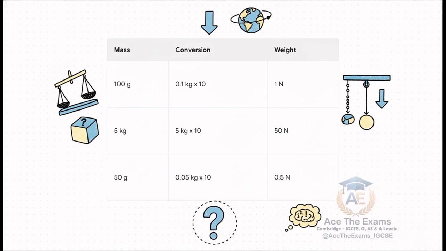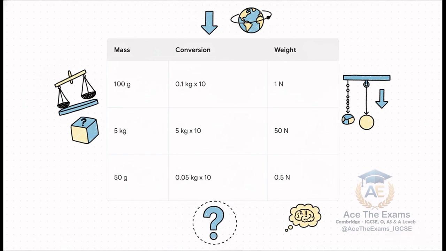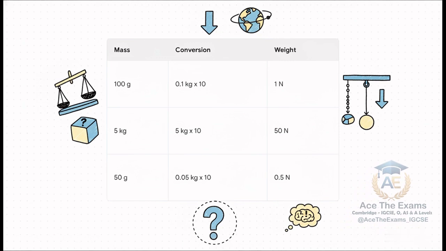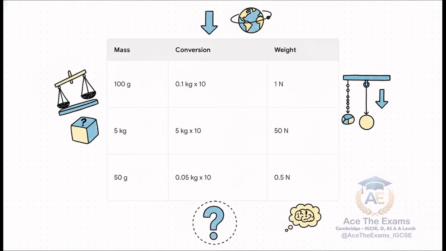The most common pitfall here isn't the multiplication itself, it's forgetting to convert your grams into kilograms first. The formula W equals mg only works when mass is in standard SI units, which is kilograms. 100 grams is 0.1 kilograms, 50 grams is 0.05 kilograms. If you just multiplied 100 by 10 and wrote down 1,000 newtons, you just fell for the ultimate examiner illusion. Always, always convert to kilograms.